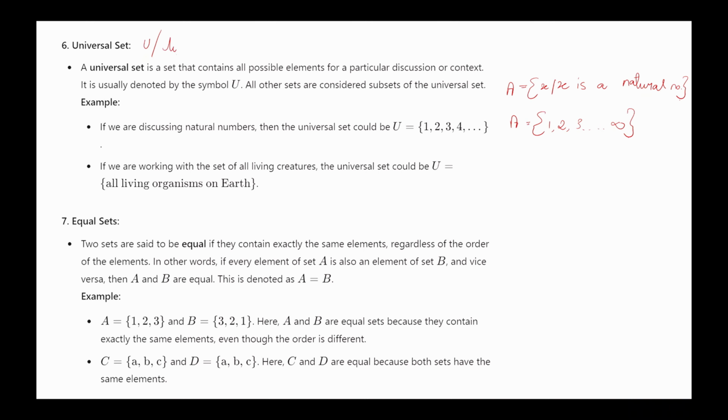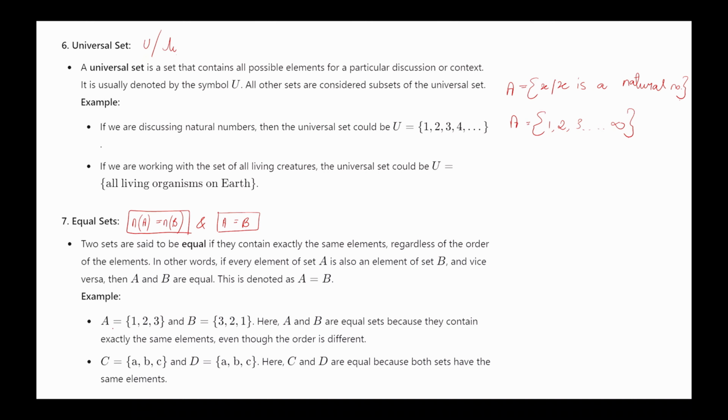Equal sets. Two sets are said to be equal if all the elements are the same. So first of all, for equal sets, what we can say is n(A) would be equal to n(B). That means the number of elements in A should be equal to the number of elements in B, and all elements of A should be equal to all elements of B. So keep this in mind: two sets are said to be equal if they contain exactly the same elements.